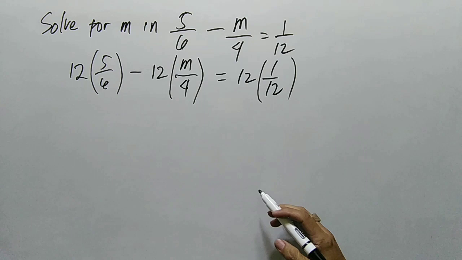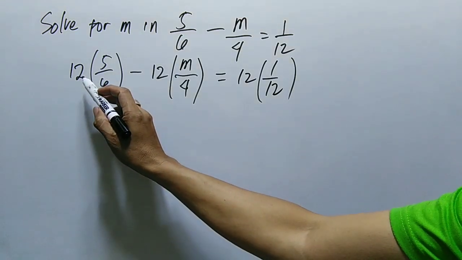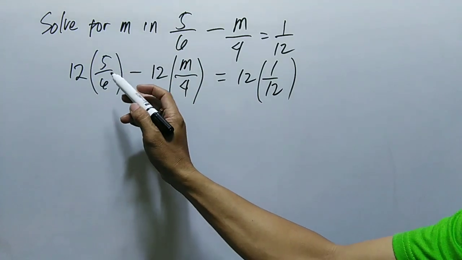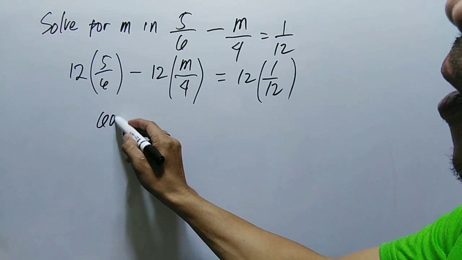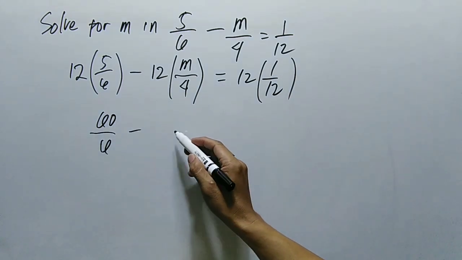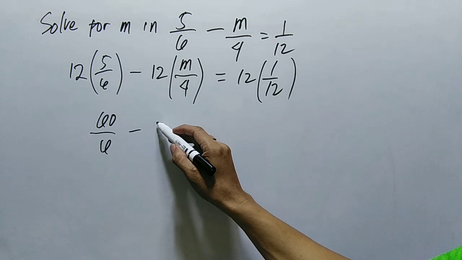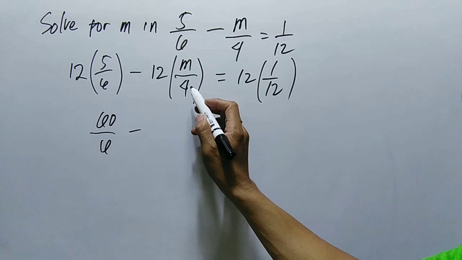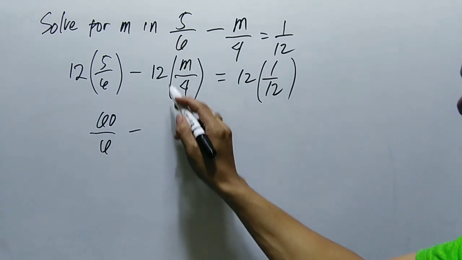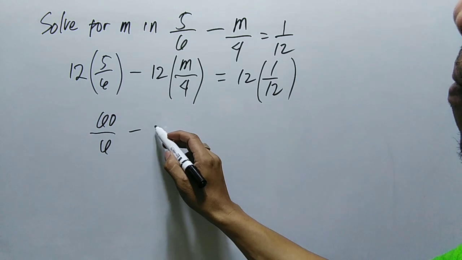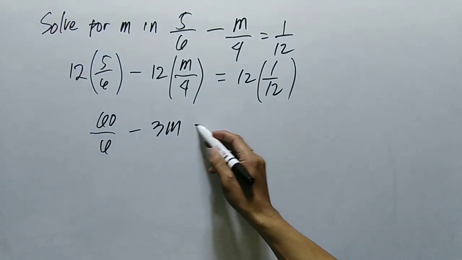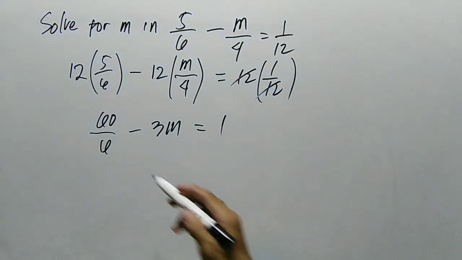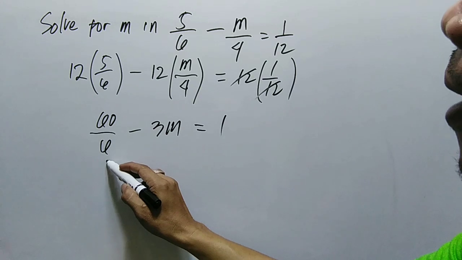Okay? Ngayon, i-multiply natin si 12 times 5. 12 times 5. So, 60. So, 5 times 12 is 60 over 6. Minus 12m over 4. So, 3m na lang ito. 12 divided by 4 is, kasi dinidiritso ko eh. 12 divided by 4 is 3 times m, 3m. Okay? Equals, cancel si 12, cancel si 12. So, 1 na lang. Okay? So, 60 divided by 6 is 10.